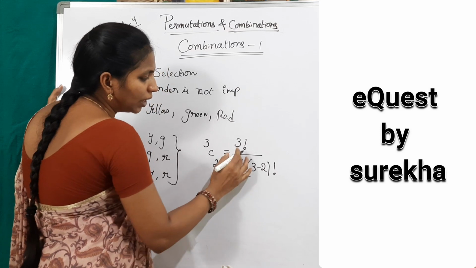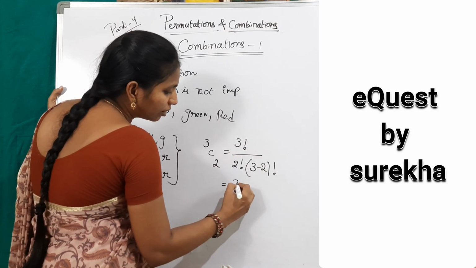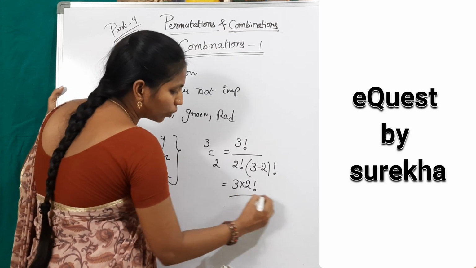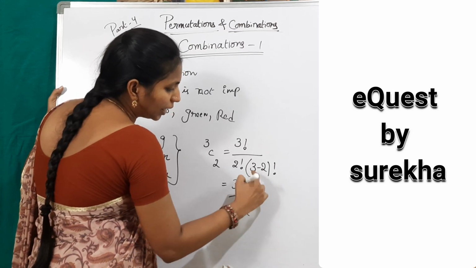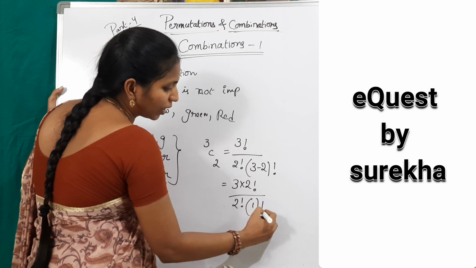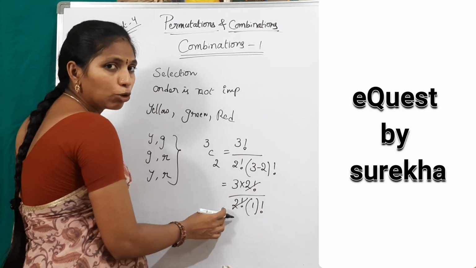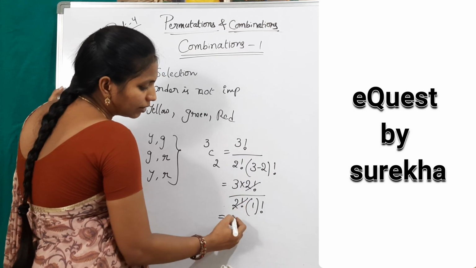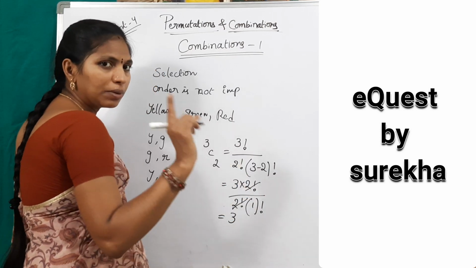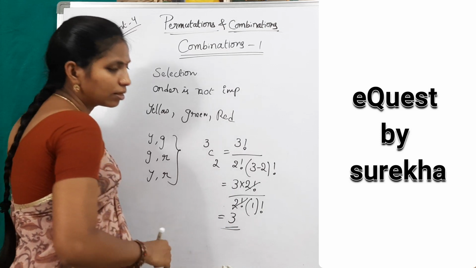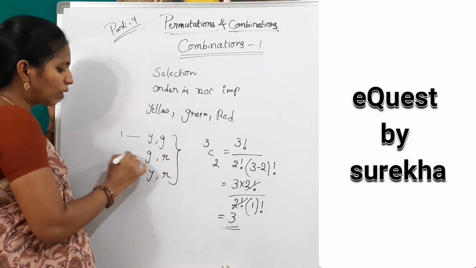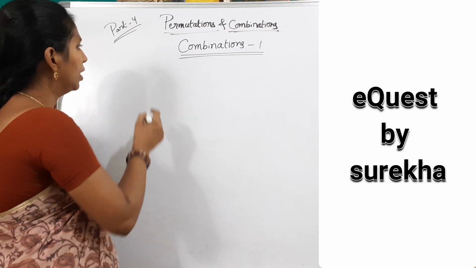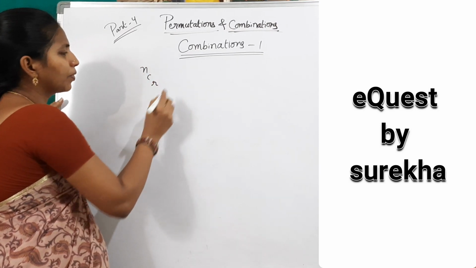That equals 3 factorial, which we can write as 3 into 2 factorial, by 2 factorial into (3 minus 2), which means 1 factorial. 2 factorial gets cancelled, then that equals 3 by 1 factorial, which is 1, so the answer is 3. See, this is 1, this is 2 and this is 3.